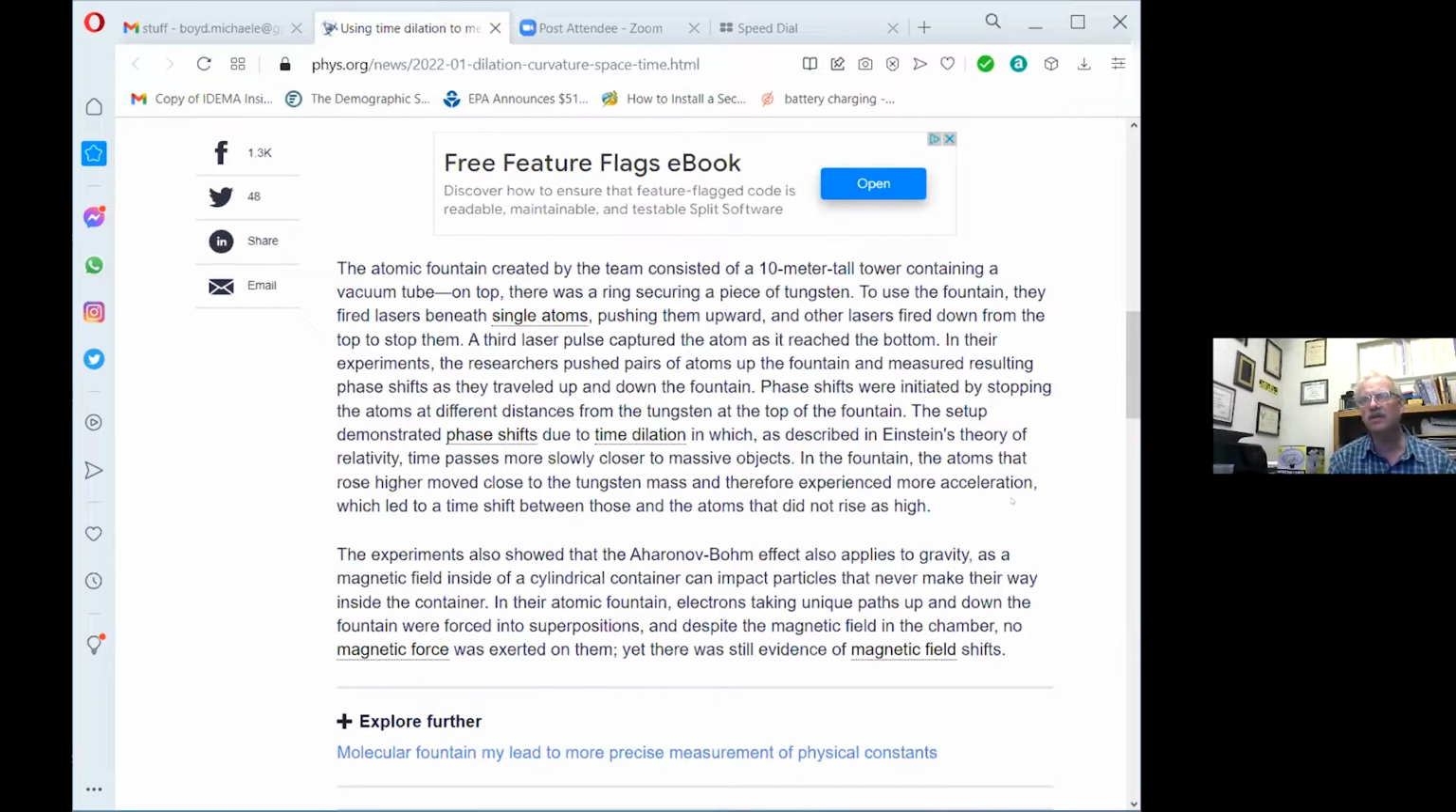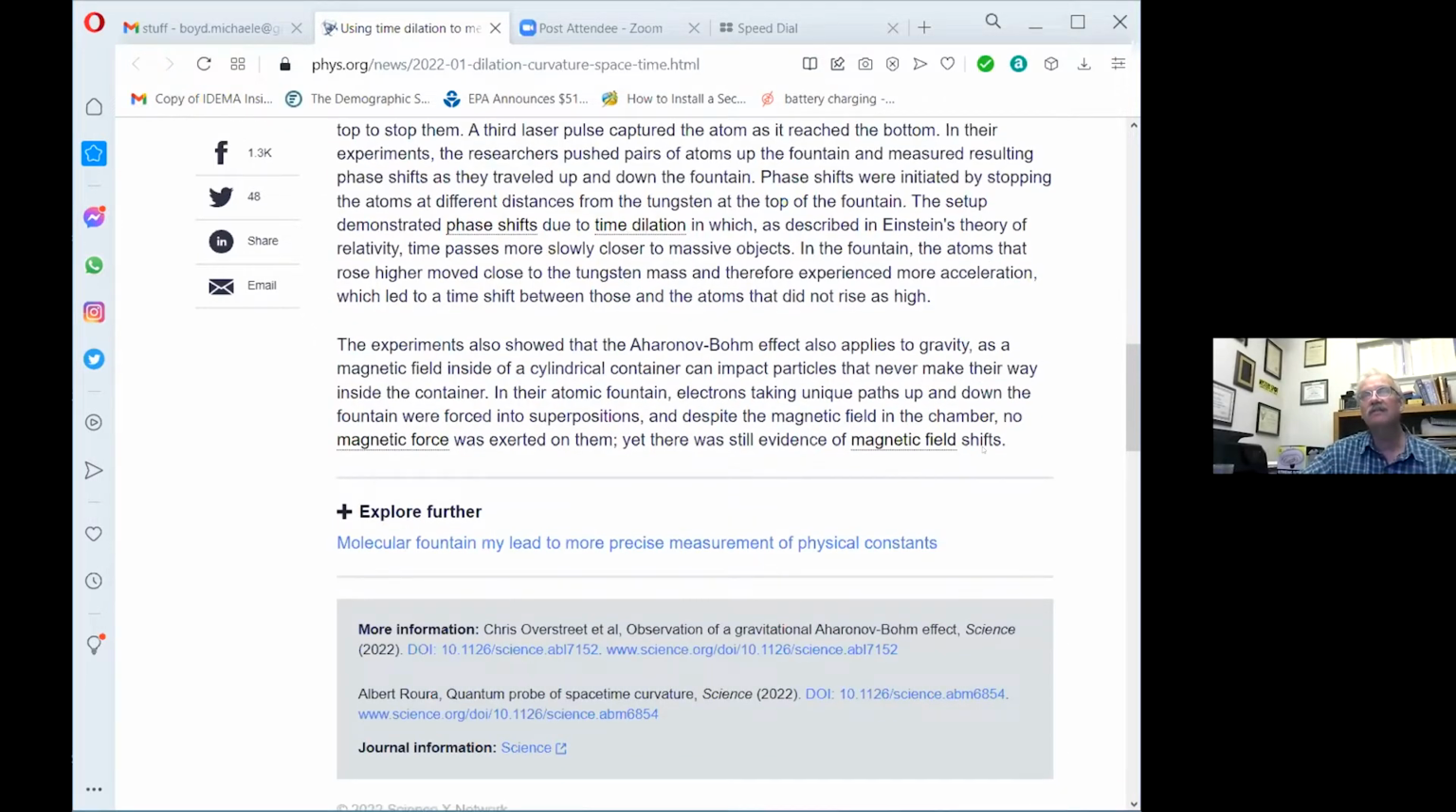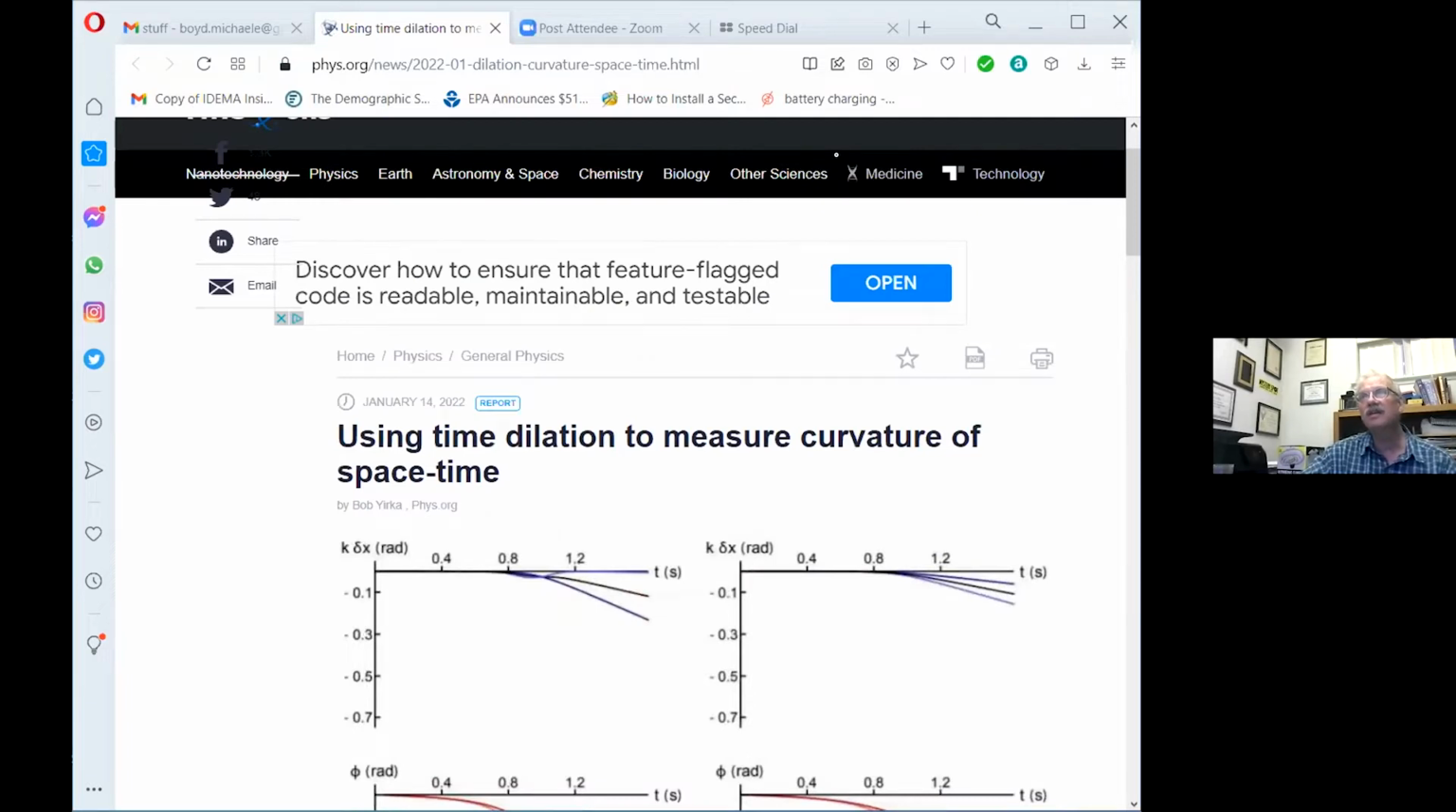The experiment also showed that the Aharonov-Bohm effect also applies to gravity, as a magnetic field inside of a cylindrical container can impact particles that never make their way inside the container. In their atomic fountain, electrons take unique paths up and down the fountain, which were forced into superposition. And despite the magnetic field in the chamber, no magnetic force was exerted on them, but there's still evidence of a magnetic field shift. So I thought that was interesting because it shows that gravity actually slows time the closer you get to the massive object. And that was my share. Thanks.